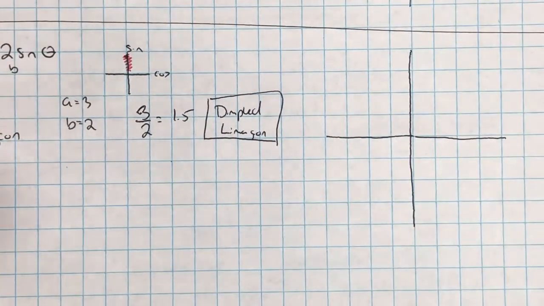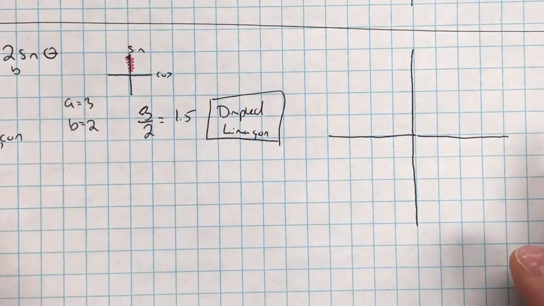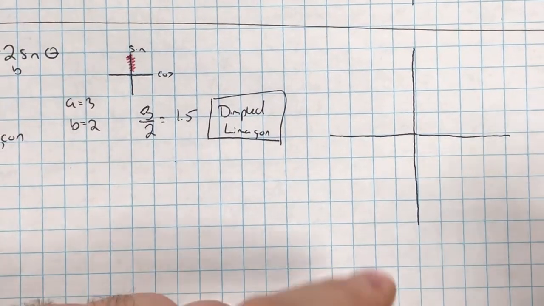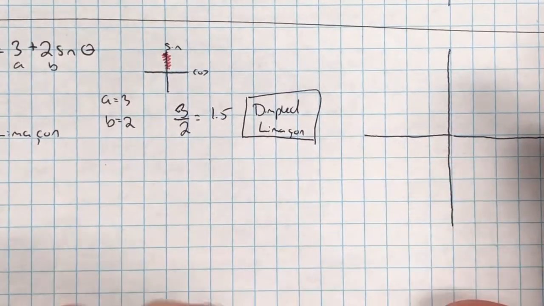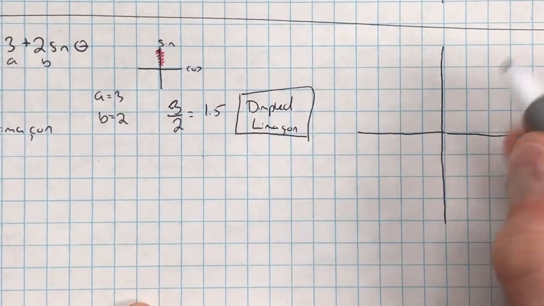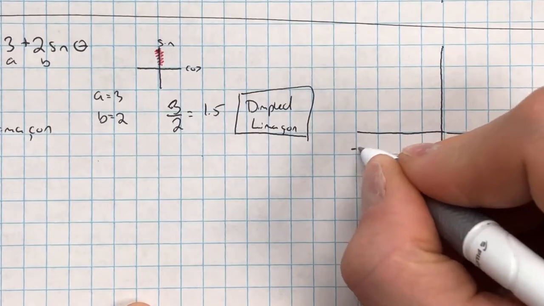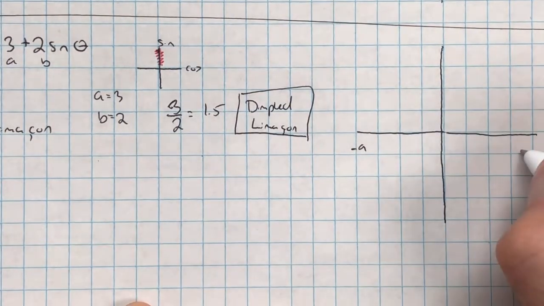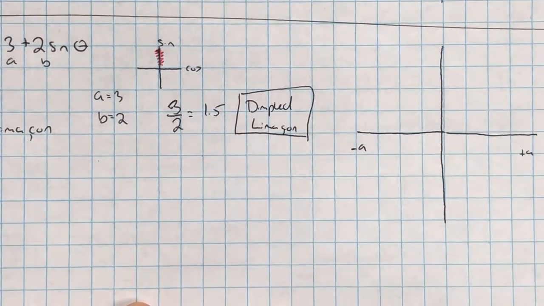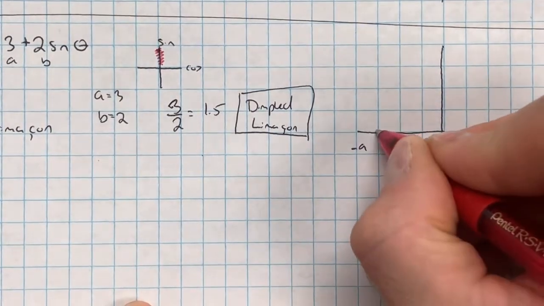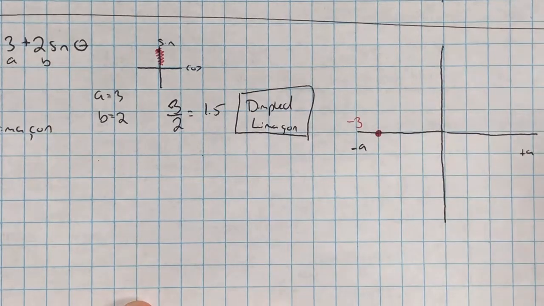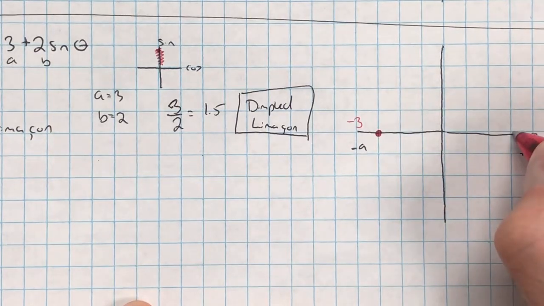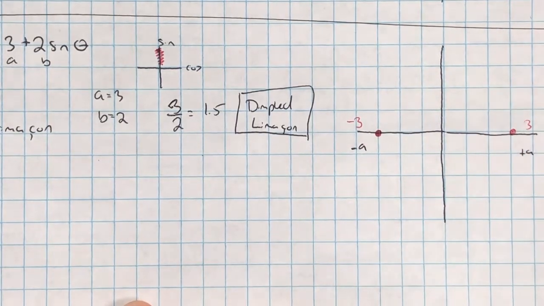Okay, so I need a couple things. Again, it's centered on the upward axis. So I have a distance from the upward axis. I'm going to go to the left A and to the right A. So if I go to the left, let's say negative A, and to the right positive A, that's going to be a distance of 1, 2, 3, right here of negative 3, and a distance of 1, 2, 3 of positive 3.